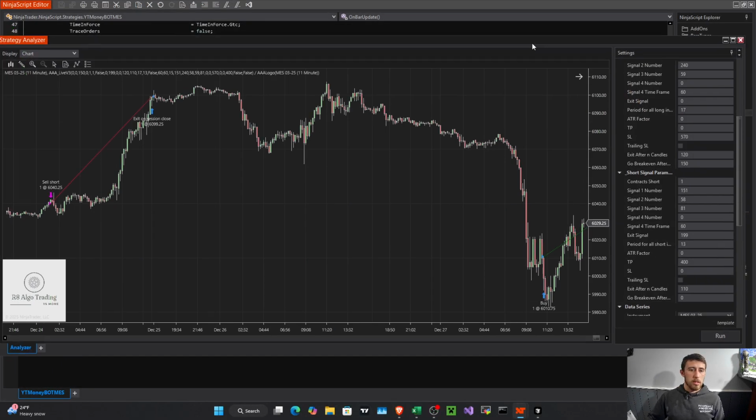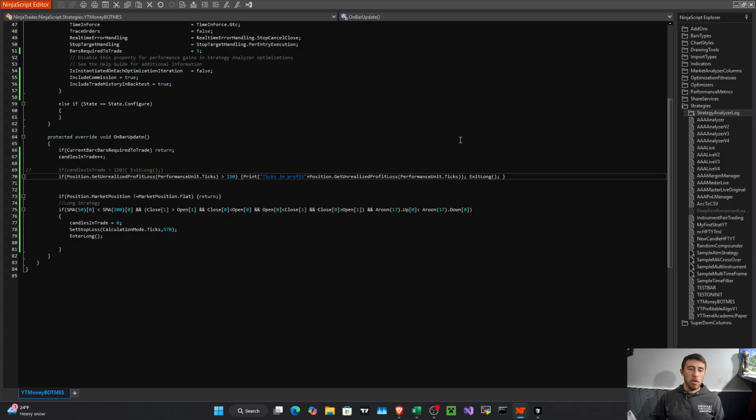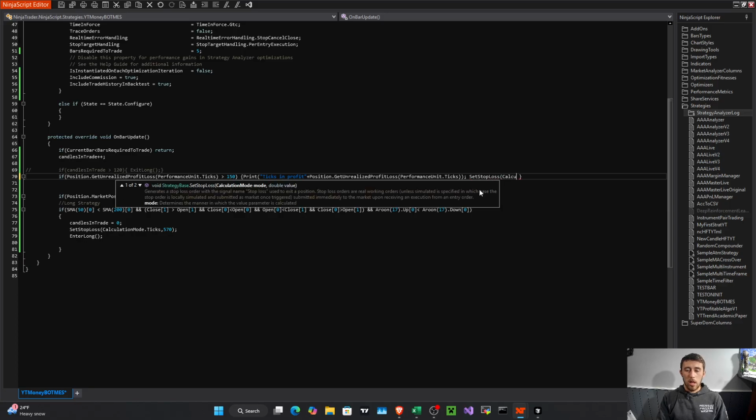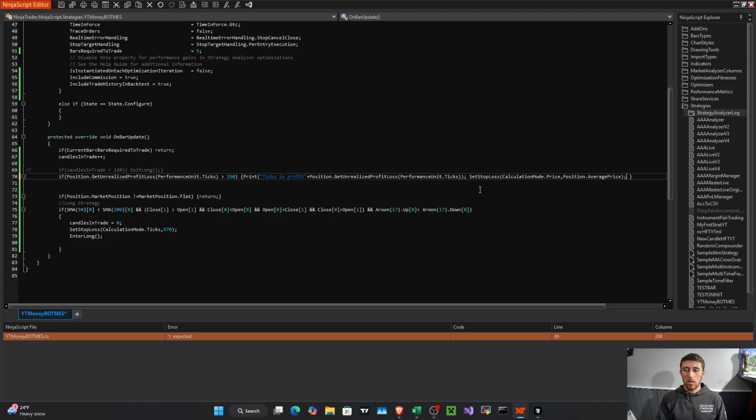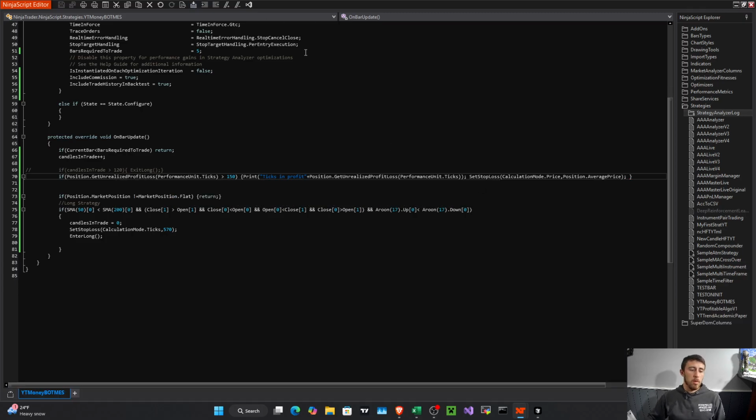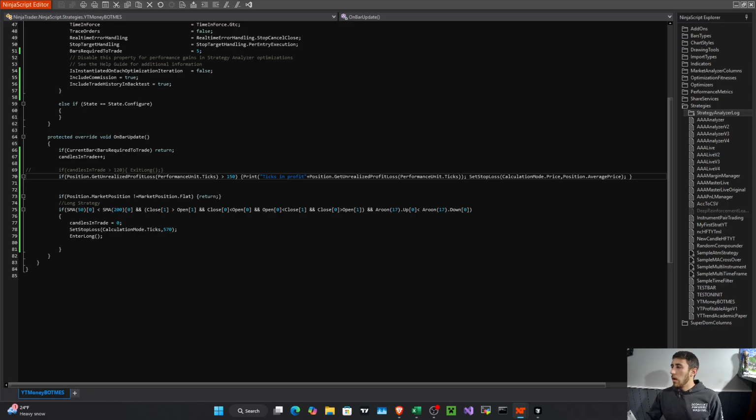But I also realized that we go break even after 150 ticks in profit. We don't exit. So instead of exiting long, we're going to do set stop loss calculation mode dot price, and then at our position dot average price. So basically that's just setting a stop loss at our entry price. Let's compile that and now try that.